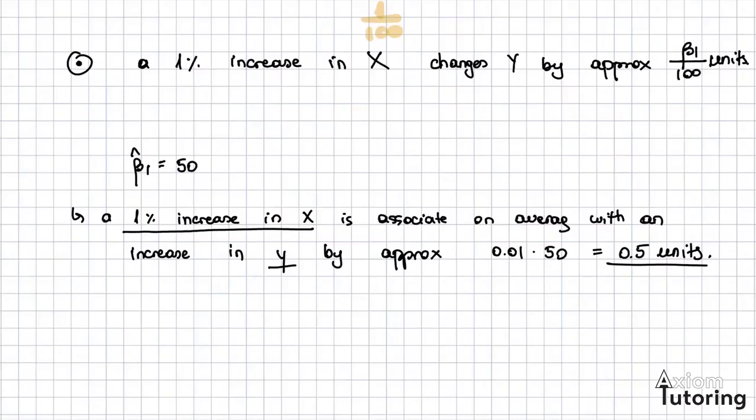Once again, in a level-log model, a 1% increase in x changes y by approximately beta 1 over 100 units.